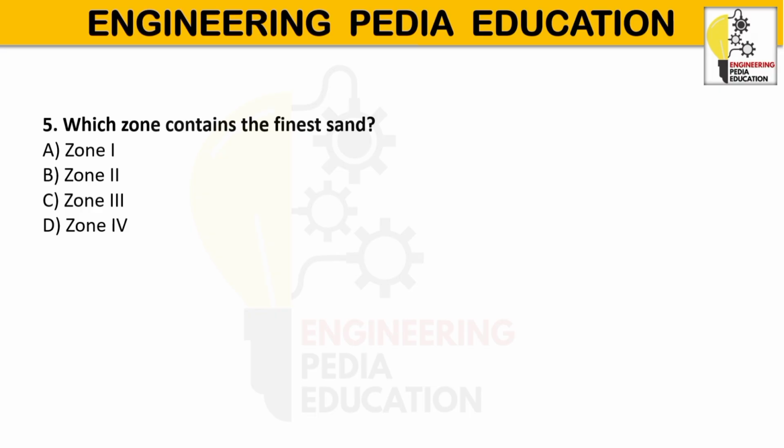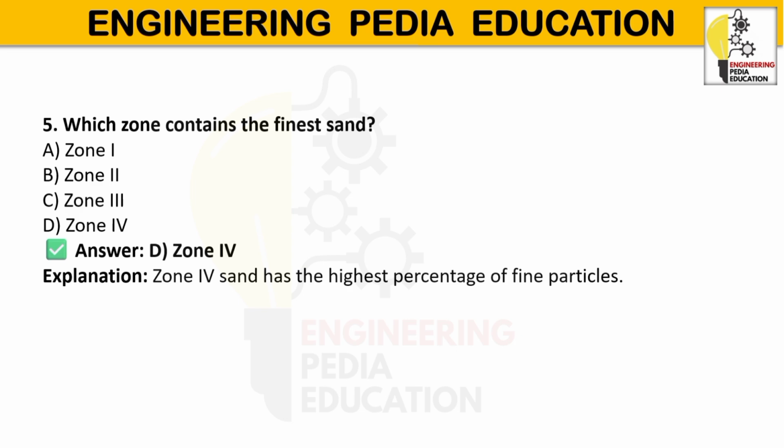Which zone contains the finest sand? The finest sand is contained in the 4th zone. 4th zone sand has the highest percentage of fine particles, and it is not suitable for RCC because of increased water demand and shrinkage. This sand can be used in plastering and other concrete work.